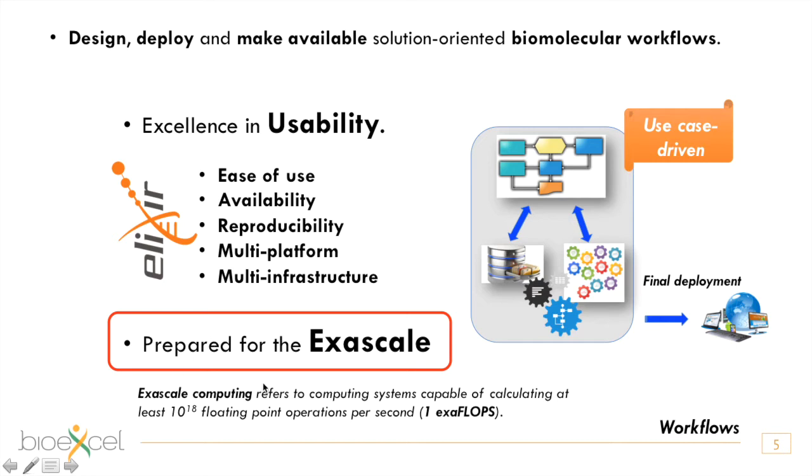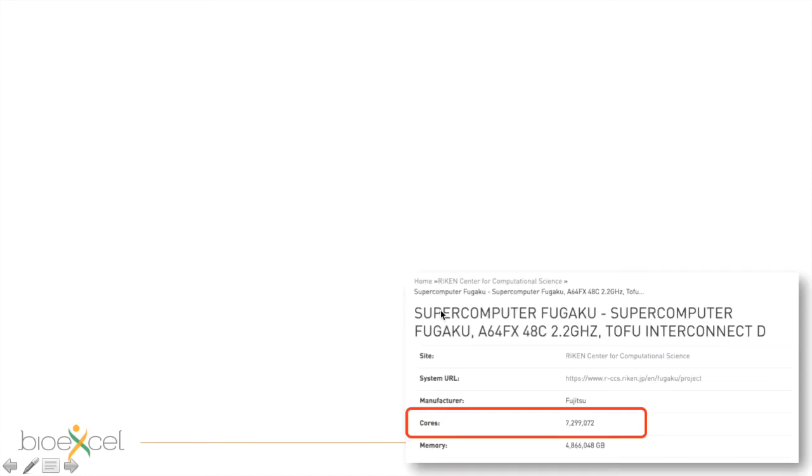When I say exascale, I mean exascale computing, which refers to computing systems capable of calculating at least 10 to the 18 floating point operations per second. That's a lot, and this is so important for us because this is the number 1 supercomputer in the Top500 list as of today. This is the Fugaku supercomputer, and as you can see here, it has more than 7 million cores. That means that we should be prepared to use thousands of cores in one single job for the new HPC supercomputers that are appearing right now.